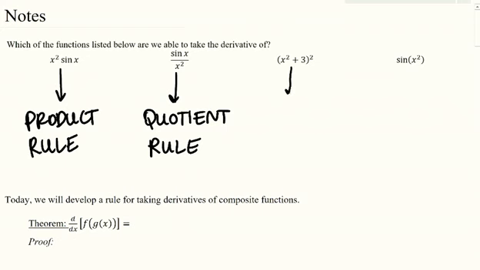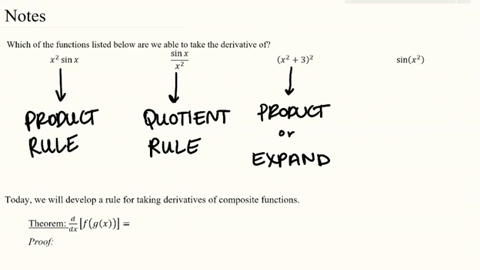Okay, this one, yeah, we could use product. That's an interesting thought. Anybody have another way that we could maybe take it without it being too difficult? Yeah, you could expand the thing. You could actually square x squared plus 3. You'd get something like x to the 4th plus 6x squared plus 9. Either way, we could do that. But sine of x squared, yeah, we don't have the tools for that yet.